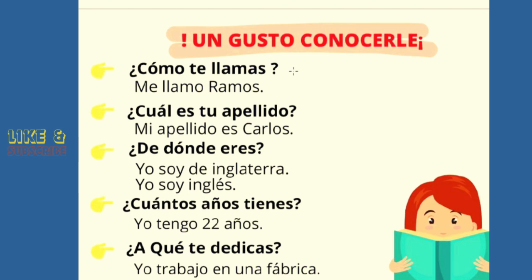Okay, como means how. Then the person responds, me llamo Ramos. Llamo means I call, me is myself, and Ramos is the name of a person. I call myself Ramos. Right? So what is the pattern of sentence formation? In first place, we have to put the personal pronoun, that is me. Llamo is I call, and Ramos is the name of a person. Clear? Okay, let's see the next question.